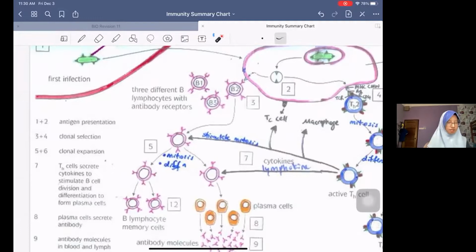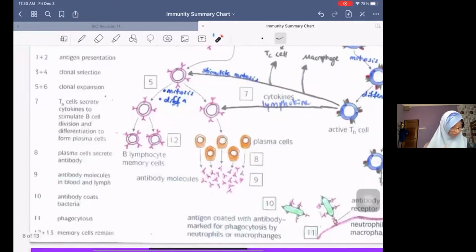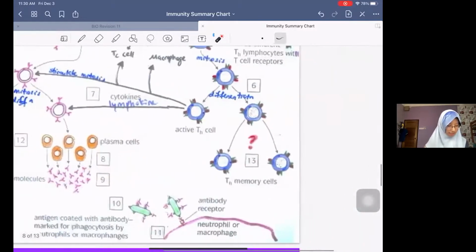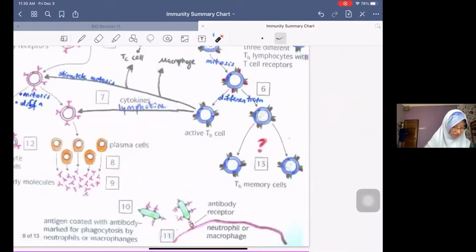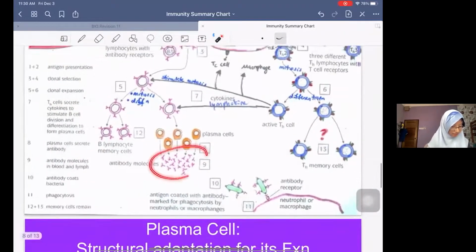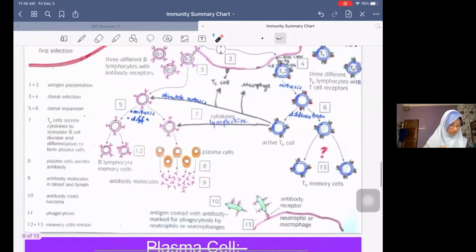So this process is called clonal expansion. Then they would undergo mitosis and differentiate to become B lymphocyte memory cells and plasma cells. We know plasma cells secrete antibodies, and this will also produce memory cells. Same goes with this one. Lastly, the antibodies will help destroy the pathogens.